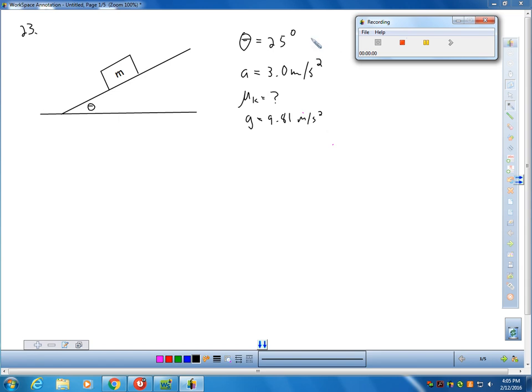All right, today we're looking at number 23 on the homework. We have a question that says a block accelerates at 3 meters per second squared down a plane inclined at 25 degrees. And it wants us to find mu k between the block and the inclined plane. And it tells us that the acceleration due to gravity is 9.81 meters per second squared. Of course, your numbers will vary, but it'll all work out for you at the end.